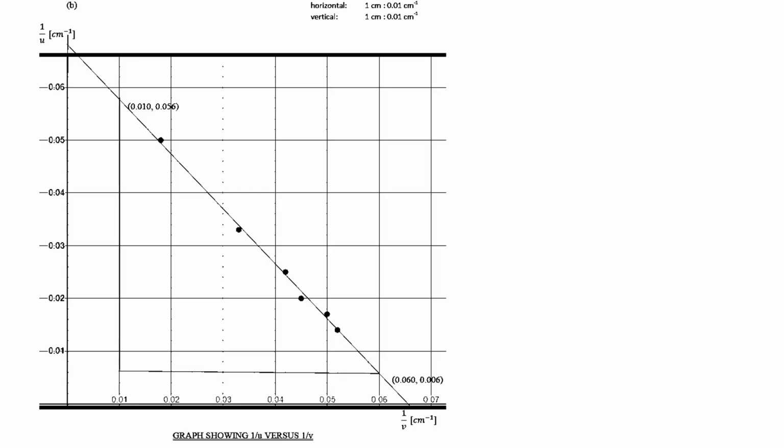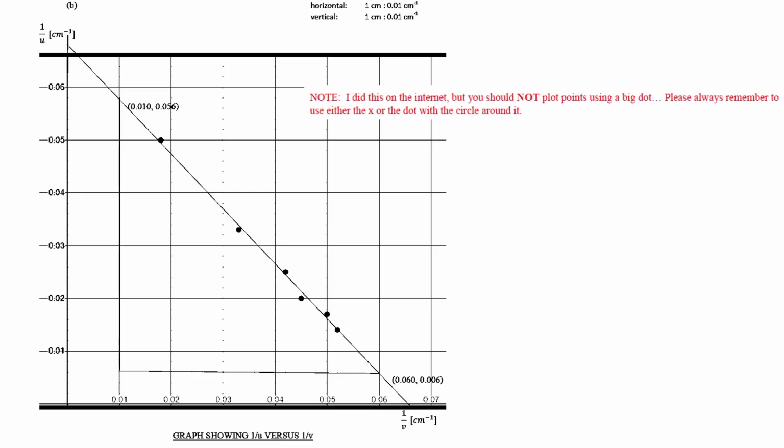You get 3 points for labeling. You get 3 points for plotting the points accurately. And you get 1 point for drawing a suitable line of best fit. So that is where your 7 marks is allocated.